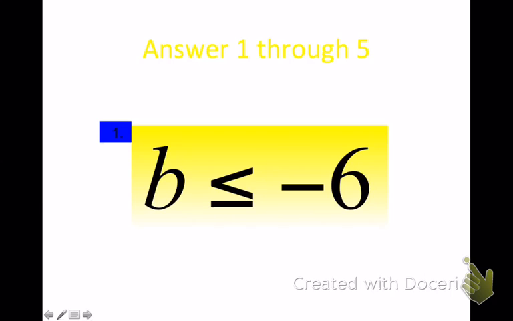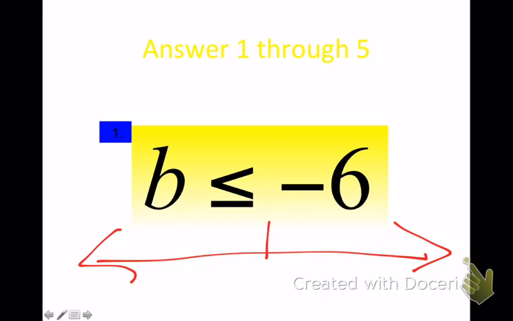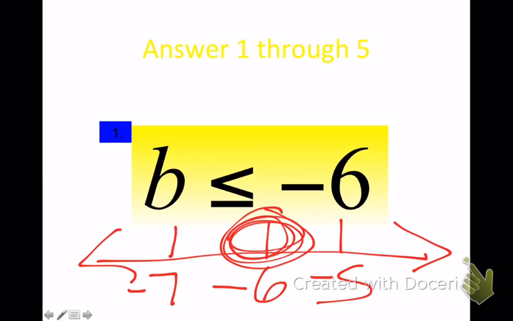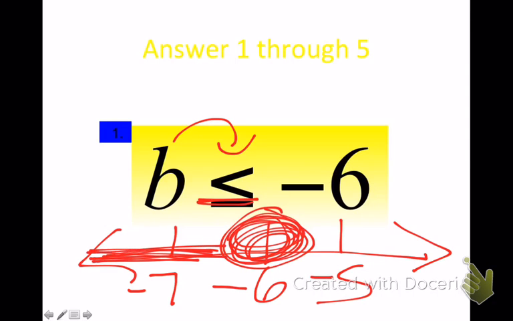The next one you should have tried on your own is B is less than or equal to -6. I'm going to put a -6, -7, -5 on my number line. I'm going to shade in my coordinate because it does have that equal to line. And B is anything less than -6, so I'm going to shade my number line to the left.